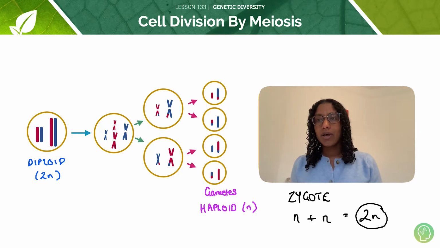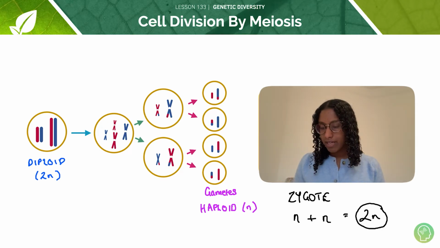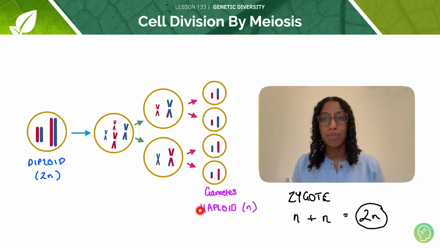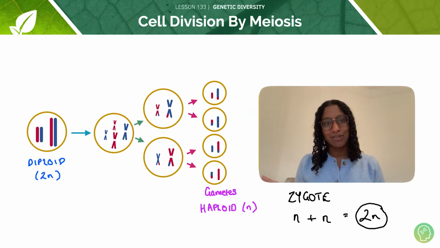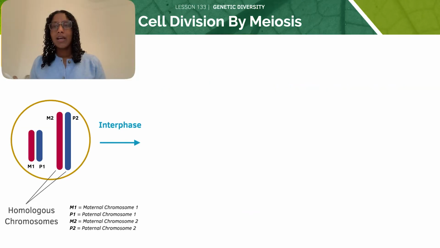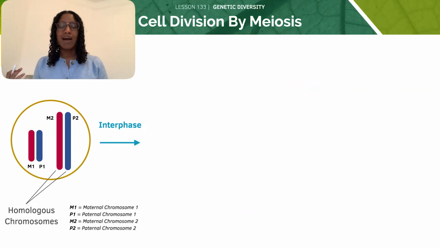Okay, so let's move on from here. This is the first difference I want you to notice: meiosis makes haploid cells from diploid cells, whereas mitosis makes diploid cells from diploid cells. Now let's move on to have a really good overview of what meiosis is.